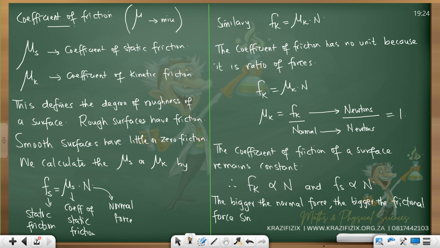Since the coefficient of friction is constant. We are pushing today.